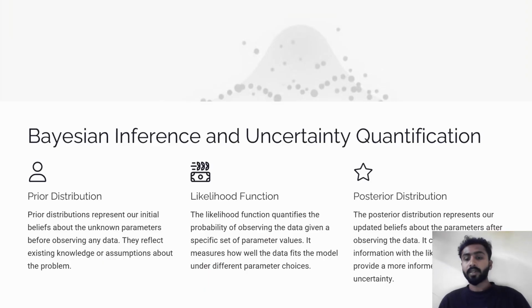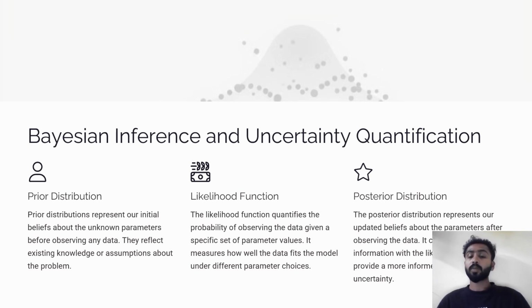Bayesian inference and uncertainty quantification. In Bayesian inference and uncertainty quantification, there are the prior distribution, likelihood function, and posterior distribution. The prior distribution represents our initial beliefs about the unknown parameters before observing any data. It reflects existing knowledge or assumptions about the problem. The likelihood function quantifies the probability of observing the data given a specific set of parameter values. It measures how well the data fits the model under different parameter choices.